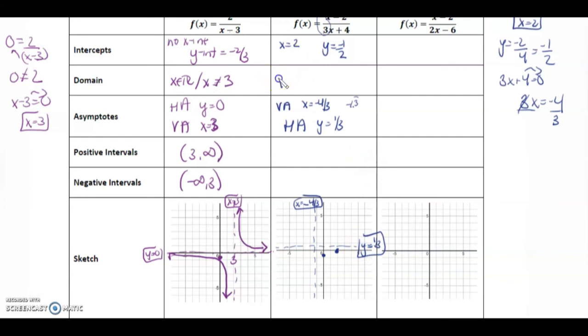Okay, so that means for the domain, x is an element of the reals such that x does not equal the vertical asymptote, which is negative 4 over 3. So let's go ahead and graph this. We can see that like we have an x and a y intercept in this part of the graph. So we will graph it here and here.